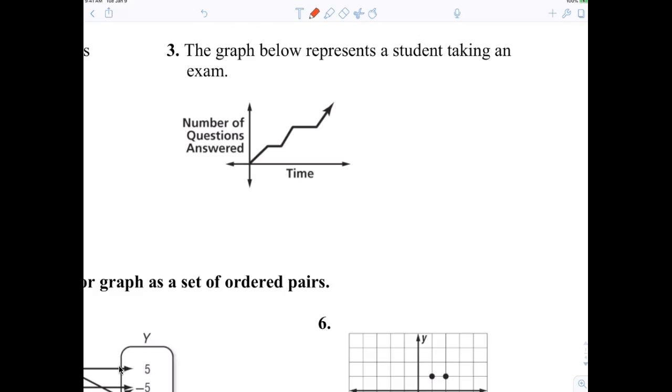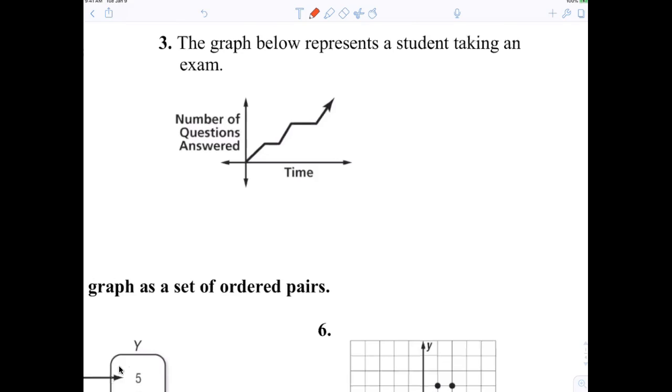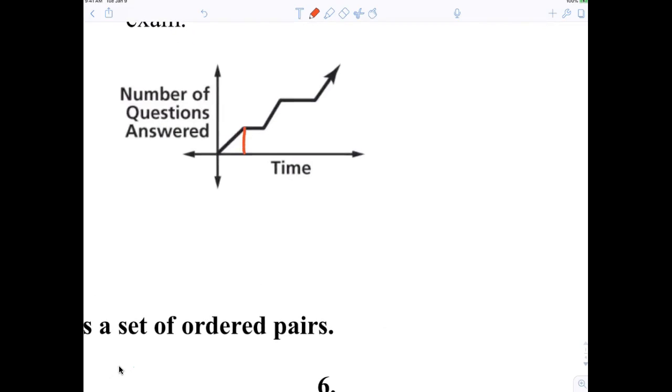The graph below represents a student taking an exam. So what do you think happens? How would you describe this process? Or what's going on? Justice, tell me. You answer one question at a time. Yes, but what happens from here to here, though? So what happens maybe there? Got better and then it stayed the same. Then it got better. But what would you say is happening when it stayed the same? Maybe he's thinking about a question, or he didn't know how to do a question. So he's just sitting there thinking about it before he moved on. Or he could be writing an essay. That's exactly correct. So there's lots of different things you could say.